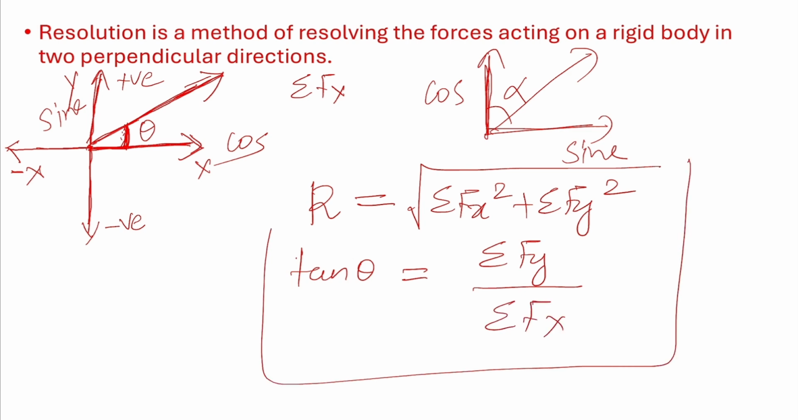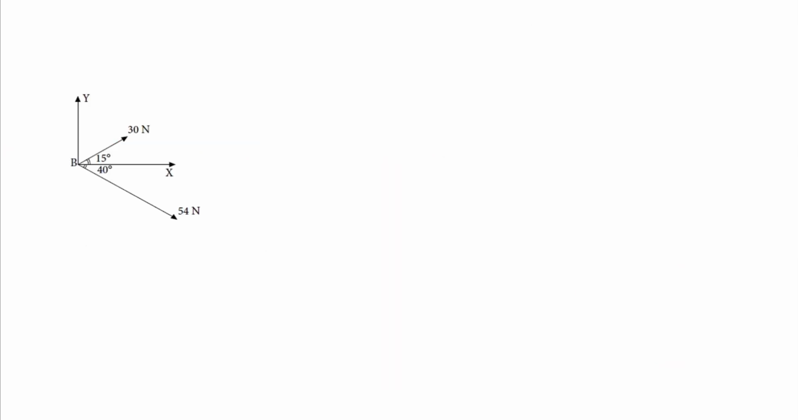These two formulas you should remember. Okay, then we'll go into an example. Consider two forces, 30 Newton and 54 Newton. The angle between the axes is also given. We need to resolve these forces and find the resultant and the angle of the resultant force.